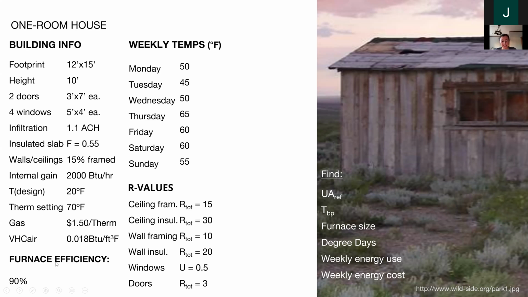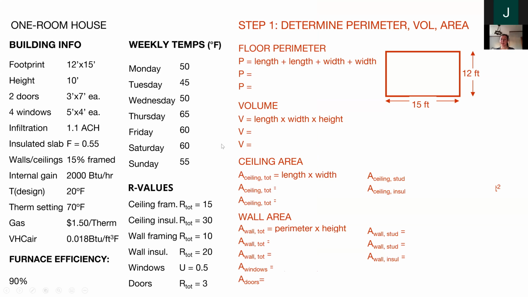We're given the furnace efficiency at 90%, some weekly temperatures, and then some R values for different parts of the building, for different materials in the building. These are given as R totals, so it's already summed the values in series, and we're working from that spot. So we start off by gathering our information about the building geometry, so the perimeter, the volume, the area, and breaking down the area into those different heat transfer paths. We have the ceiling broken down into the stud portion and the insulation portion, and then we have the walls broken down into stud versus insulation, also windows and doors in the walls.